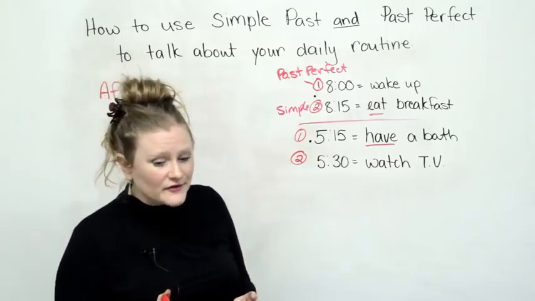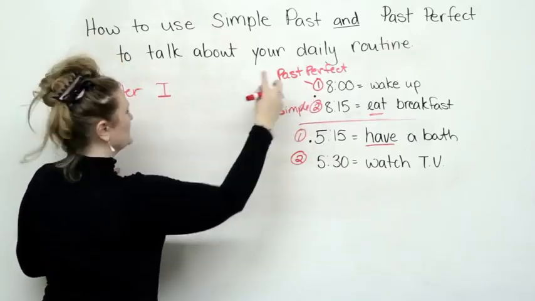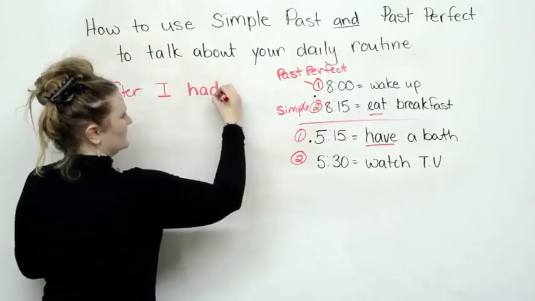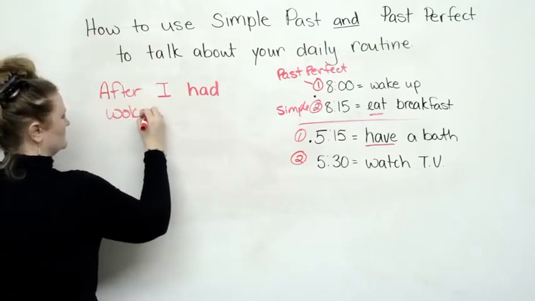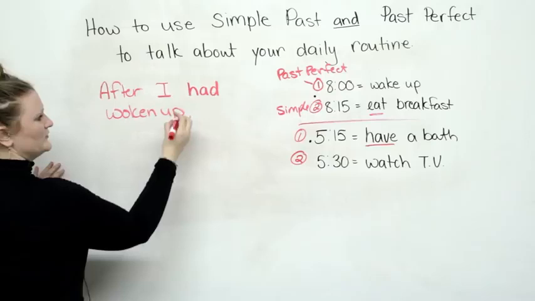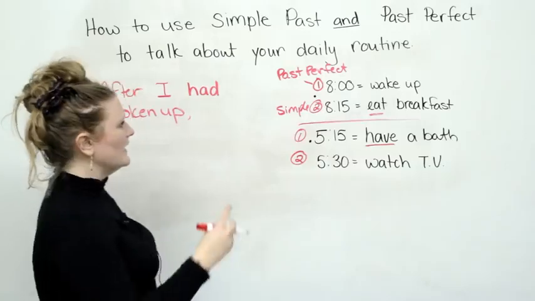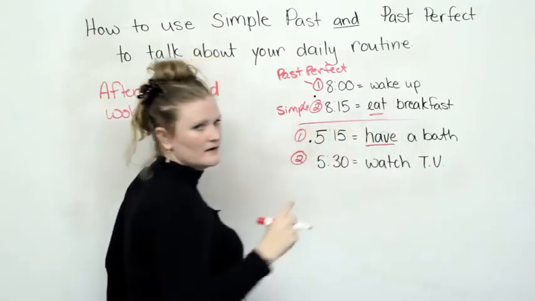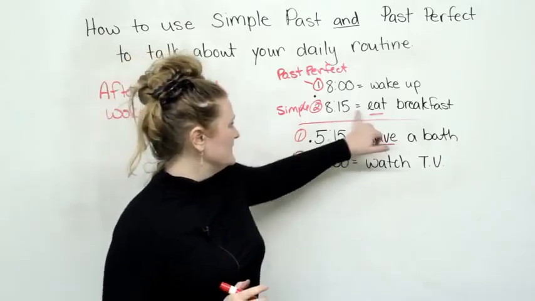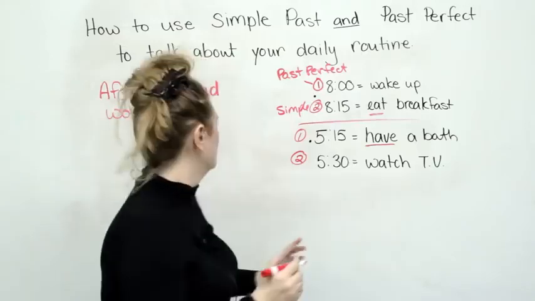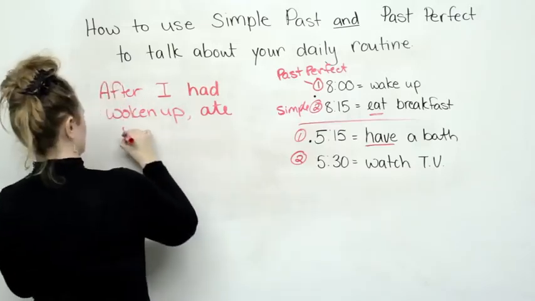And we're going to say, after I'm going to use my past perfect, had woken up. So this is my very first action that I did. The earliest action is I woke up. After I woke up, I ate breakfast. So the simple past of eat is ate, like the number. So after I had woken up, I ate breakfast.